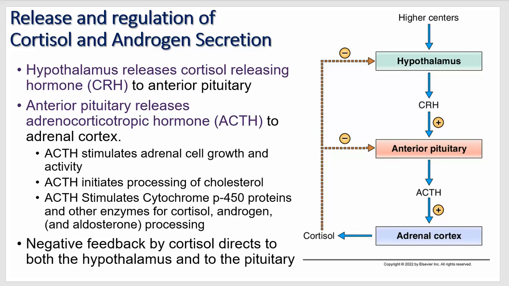All right. So release and regulation of cortisol and androgen secretion. So this is going to be feedback now of cortisol. When cortisol is made, then it feeds back and turns down the hypothalamus and the anterior pituitary. Okay, so hypothalamus releases corticotropin releasing hormone. Remember, releasing hormone is from the hypothalamus, and then usually stimulating hormone, but in this case it's adrenocorticotropic hormone from the anterior pituitary. So the anterior pituitary releases the ACTH, and then that goes to the adrenal cortex.